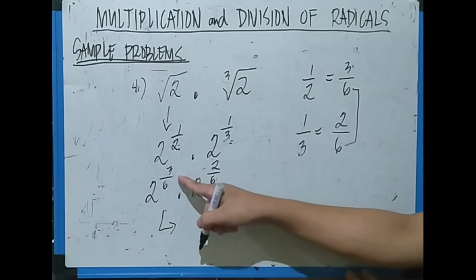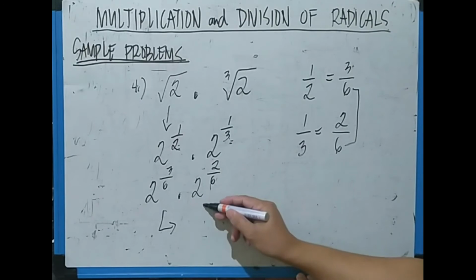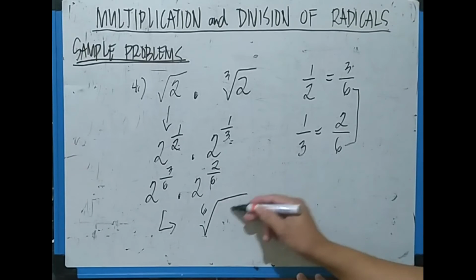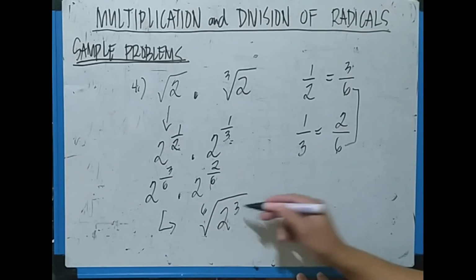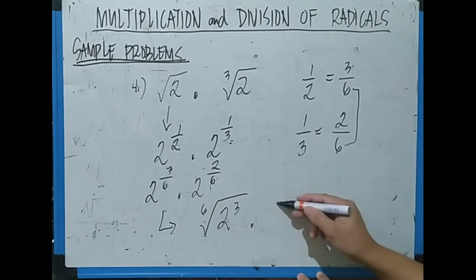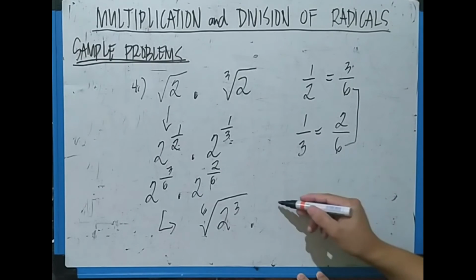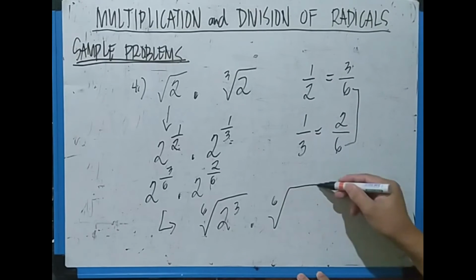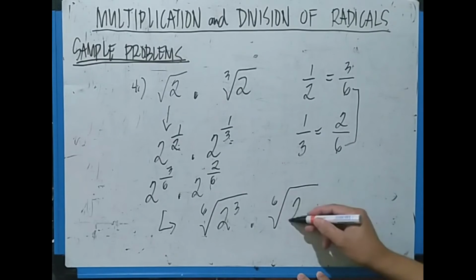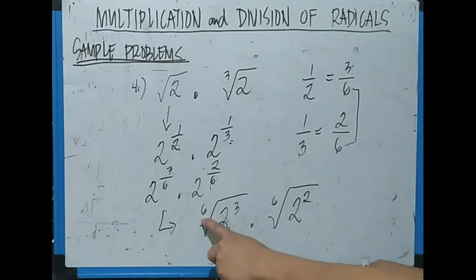2 raised to 3/6 is the 6th root of 2 raised to 3. So that is it. Then we multiply it by the 6th root of 2 raised to 2, copying the base 2, and the exponent will be 2. Okay, so the indexes are the same now, guys, and we can multiply.